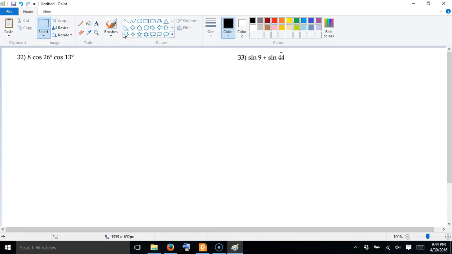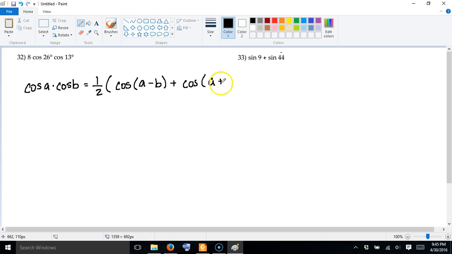Let's go back here. So this here, using the correct identity, let's see, cosine of A times cosine of B ends up equaling 1/2 of cosine of A minus B plus cosine of A plus B. Okay, that's our identity.